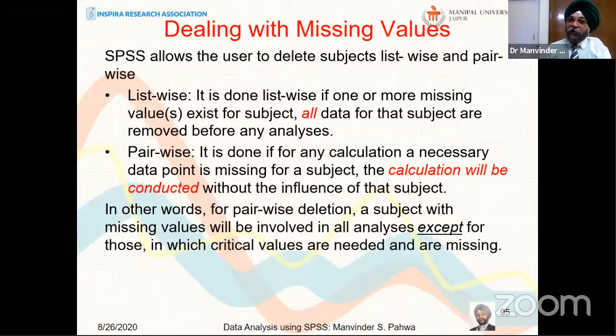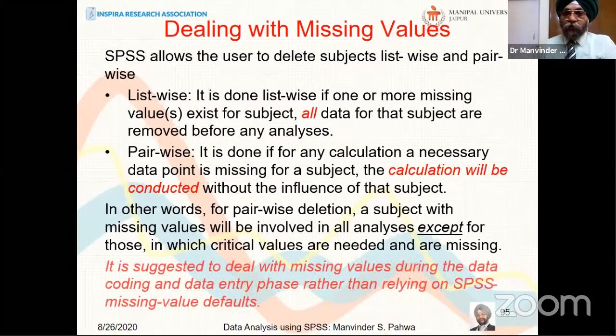In other words, for a pairwise deletion, a subject with the missing values will be involved in all the analyses except for those in which critical values are needed and are missing. So this is what SPSS deals with. Normally what we do is when the data is missing, we exclude that and take the average of the remaining and we just find out a representative figure. Okay. So it is suggested to deal with the missing values in the data coding and data entry phase itself.